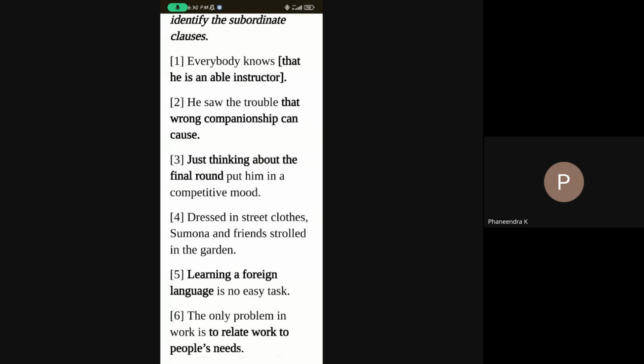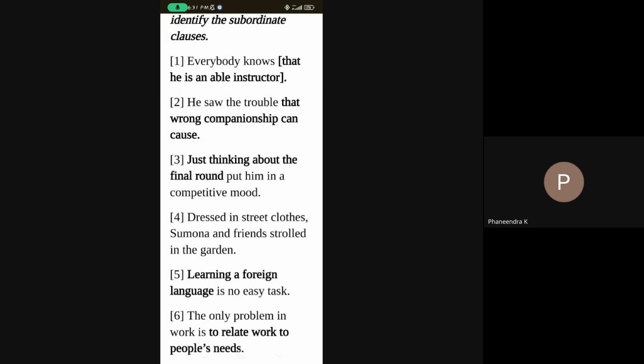Everybody knows that he's an able instructor. Now listen to me carefully. If I ask the question, everybody knows what, then what would be the answer in this case? Everybody knows what? That he's an able instructor. Don't forget about it.